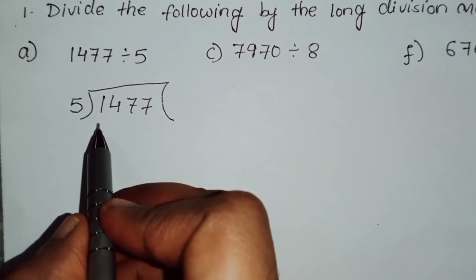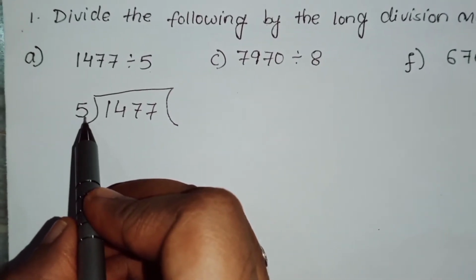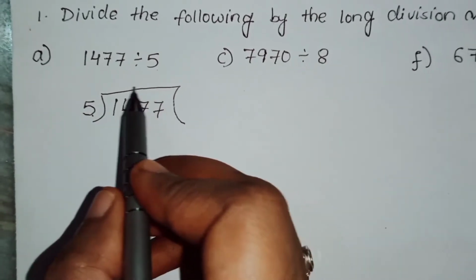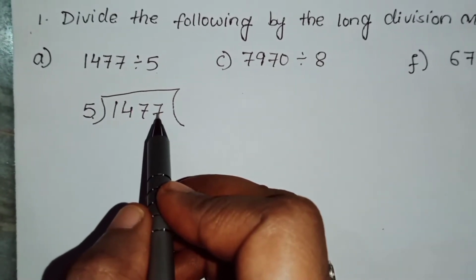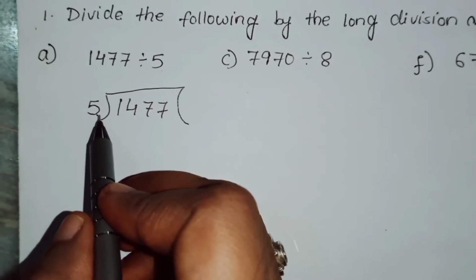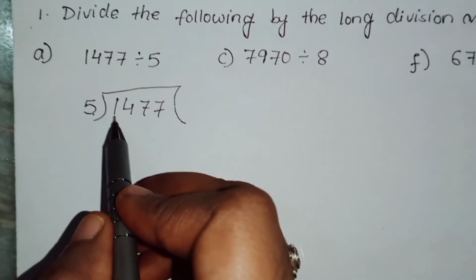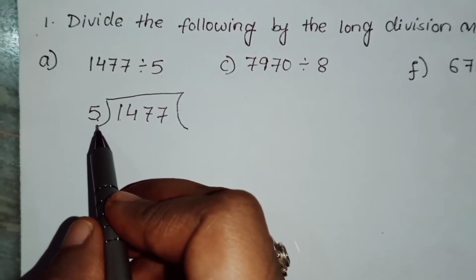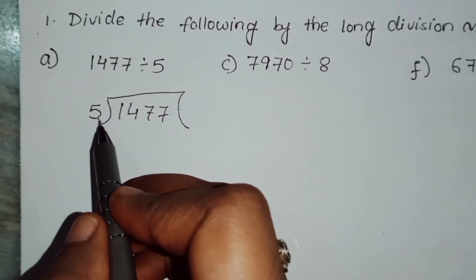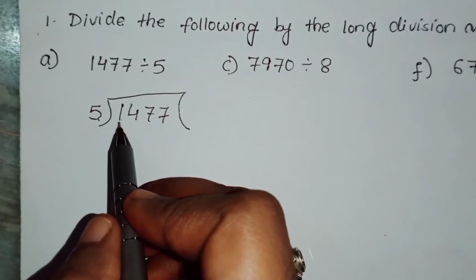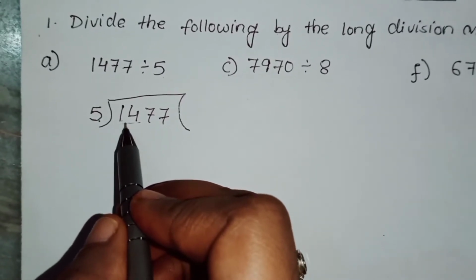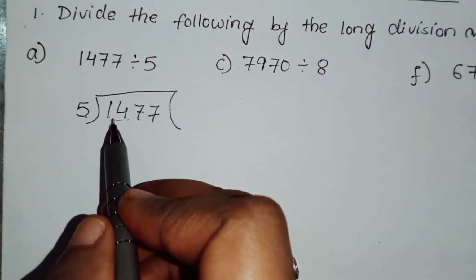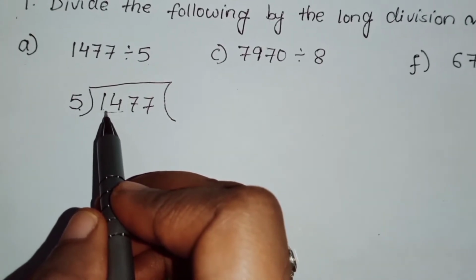Now this one is what? Divisor, and what is it? 5. So we have to divide 1477 by 5. Let's start with the first digit 1. 1 is less than 5 and 1 doesn't come in the 5 table. So we will take 2 digits, and what does it become? 14. In the 5 table, 14 does not come.